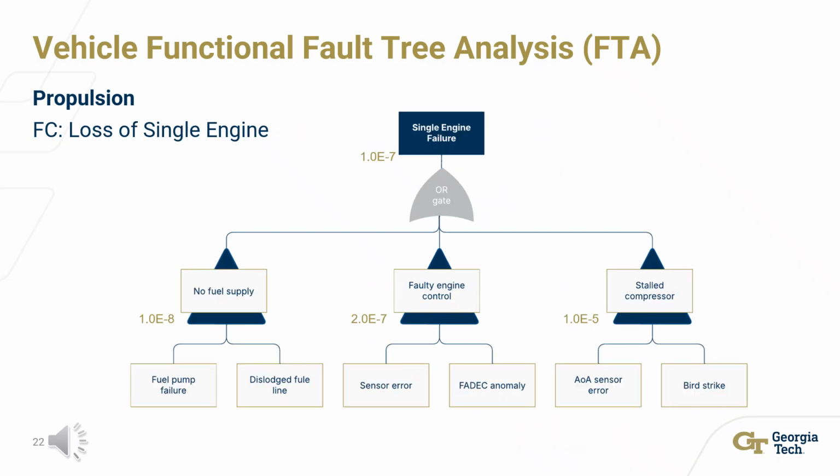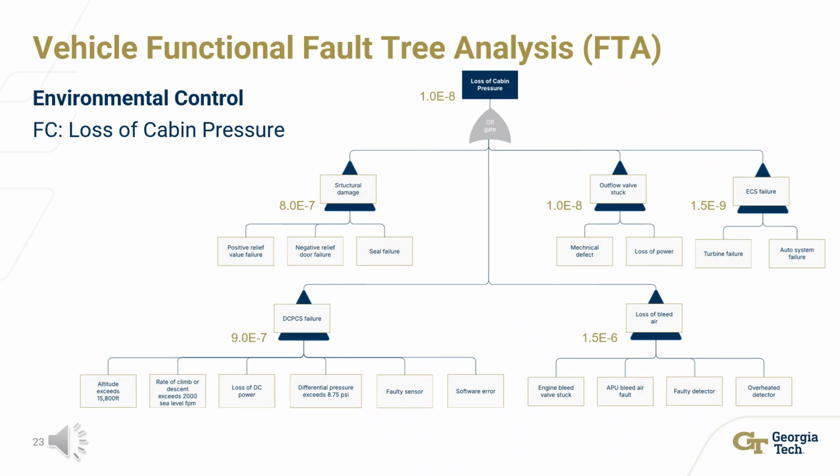This diagram shows single engine failure caused by independent faults; either loss of fuel supply, a faulty engine, or a stalled compressor can lead to a catastrophic event. Loss of cabin pressure is a hazardous condition. This fault tree highlights possible causes such as ECS failure, outflow valve issue, and fuselage breach. Each contributing event is assigned a probability and linked through logical gates.